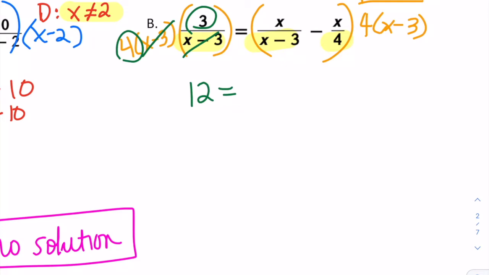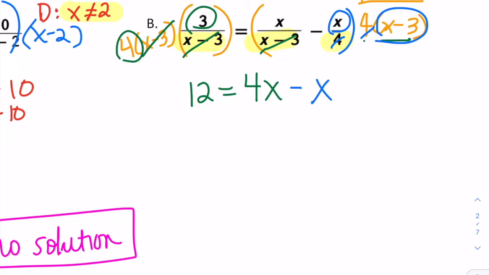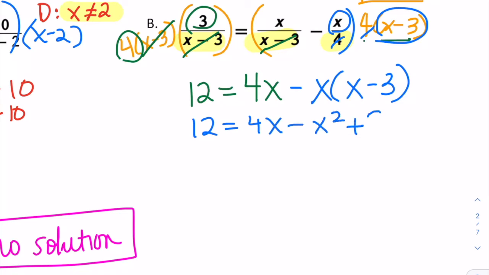On the right side, looking at one fraction at a time, the x minus 3 is going to cancel, and we'll be left with 4 times x. In the second fraction, I'm going to use a different color here, the 4's are going to cancel. So we'll be left with negative x times x minus 3. So just be careful with that one. Okay, the next step is to simplify. So we have 12 equals 4x. Distribute, we get negative x squared plus 3x.